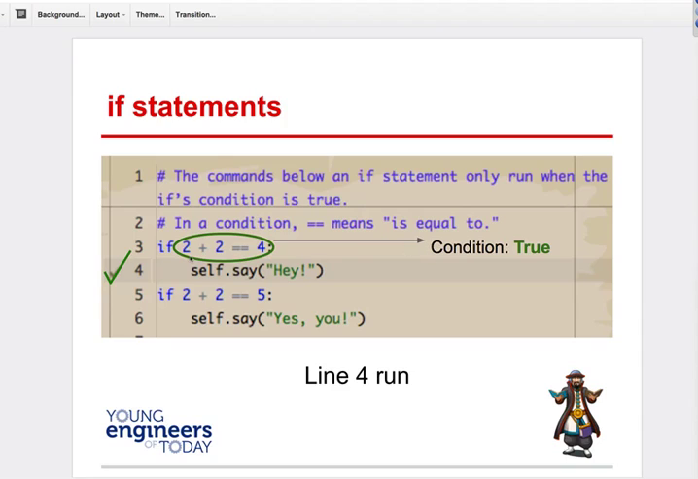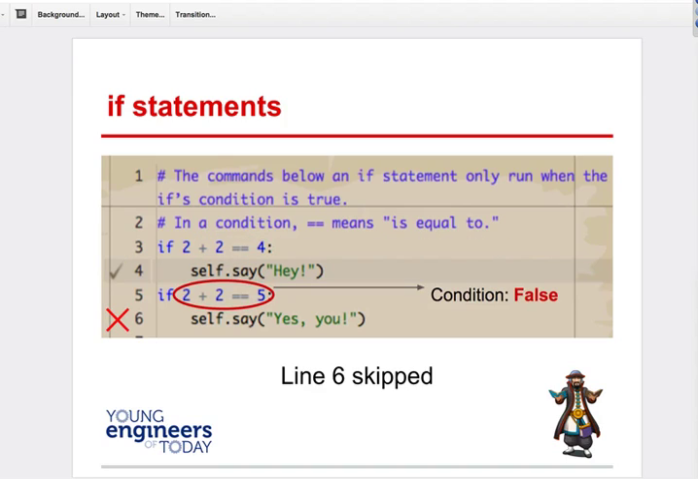You know, line 4, if 2 plus 2 is 4, that's what equal means right here, like we think of in math. Then the condition's true, and it'll say hi. If 2 plus 2 equals 5, say yes. Well, it's never going to run, because 2 plus 2 does not equal 5. So in this case, we skip that line and say yes, you, because the condition's false. If 2 plus 2 equals 5 is not true, it's false.